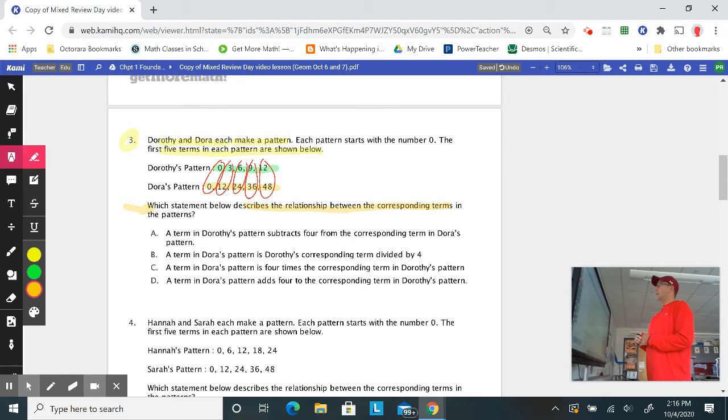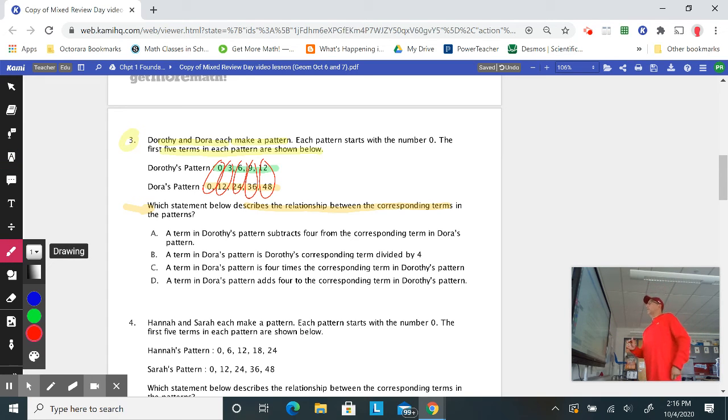So let's look at A. A talks about a term in Dorothy's pattern. So Dorothy's pattern is the one on top, so term on top. And let's not look at the zeros. You look at the 3, the 6, 9, and 12. A term in Dorothy's pattern subtracts 4 from the corresponding term in Dora's. So you have to go to Dora's pattern and subtract 4. So if you go to Dora's pattern, 12, and subtract 4, 12 minus 4 is 8, it should give you Dorothy's number, which is a 3, not an 8. So that doesn't work.